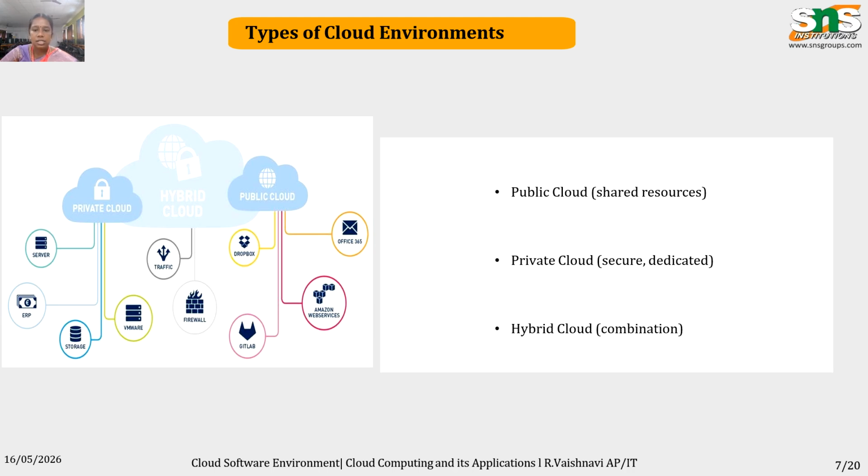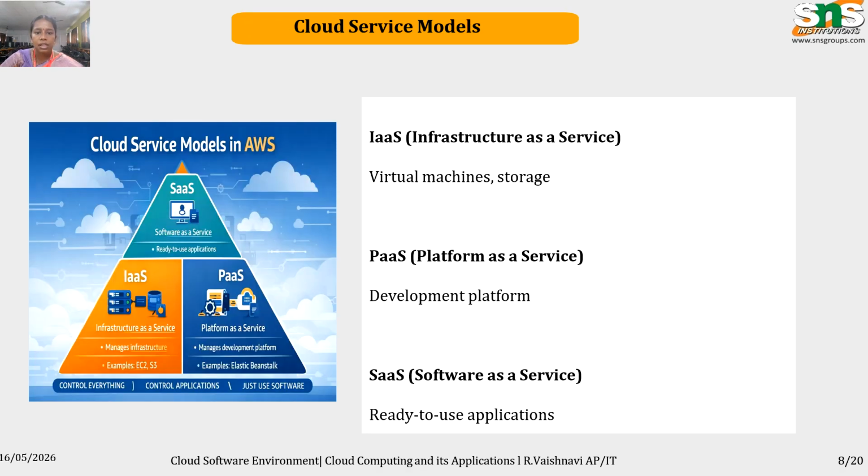Public cloud, that is shared resources. Examples for the public cloud will be Amazon Web Services, GitLab, Dropbox. Second one will be the private cloud, that is secure and dedicated. The examples for the private cloud will be institution servers, storage devices and ERP portals. Third one will be the hybrid cloud. Hybrid cloud is a combination of both the public cloud and the private cloud. The example will be the firewall, traffic.